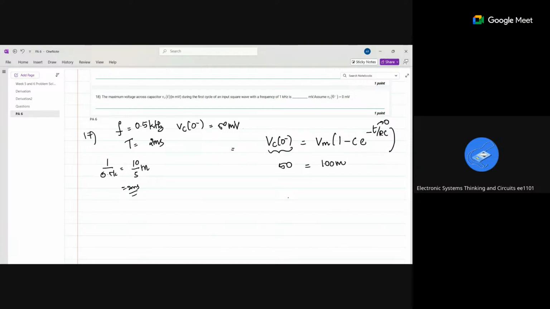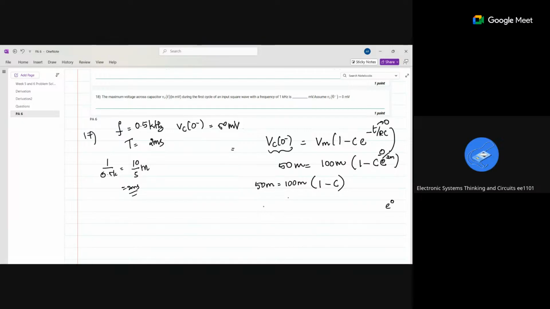Vm is equal to 100 milli. This is 50 milli. So 1 minus C e to the power of 0 by 2 millisecond. So e to the power 0, it's e to the power minus 0, right? 50m is equal to 100m times (1 minus C), and e to the power 0 is nothing but 1.